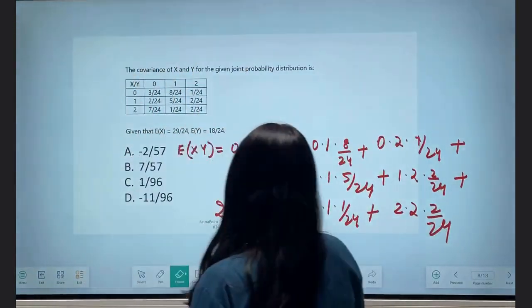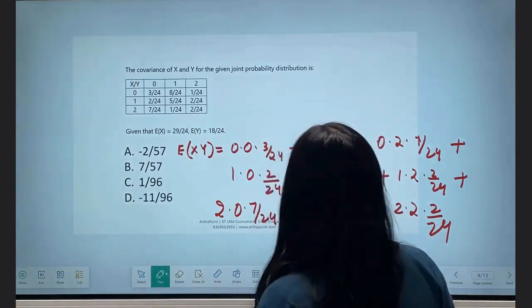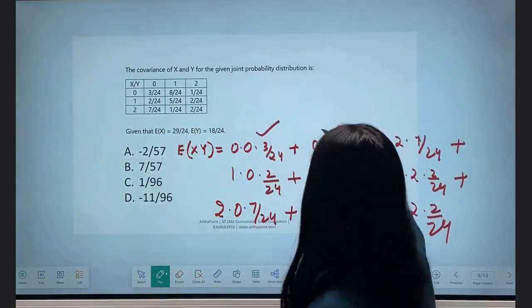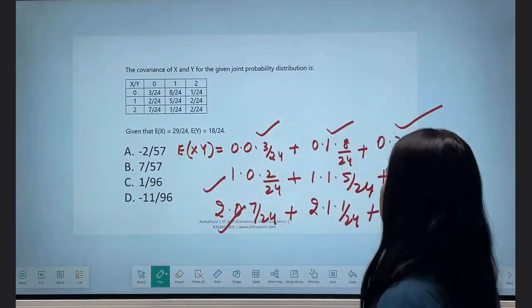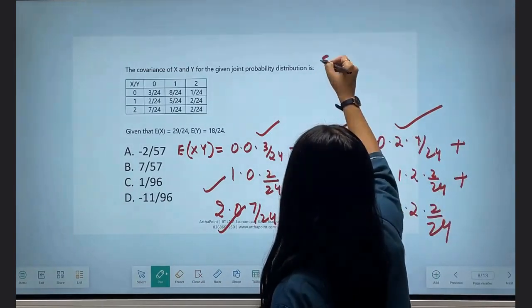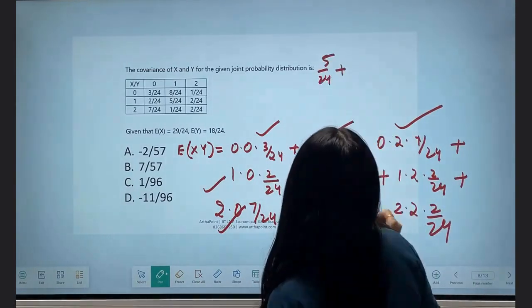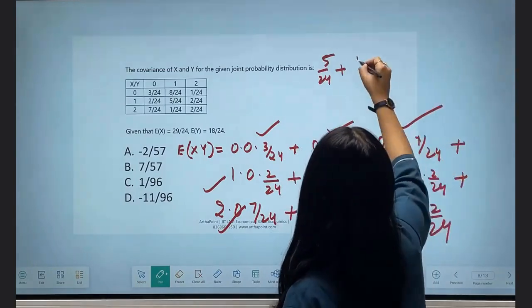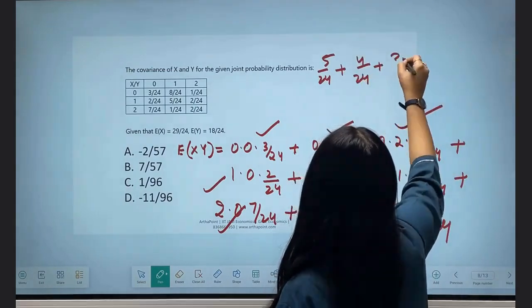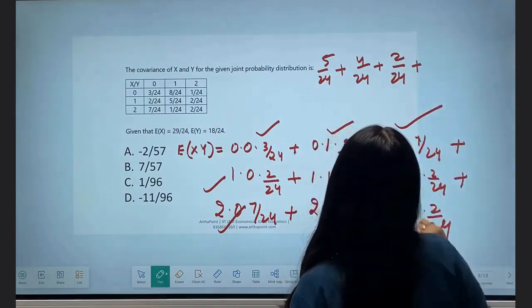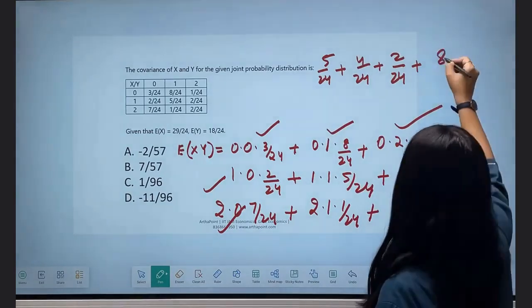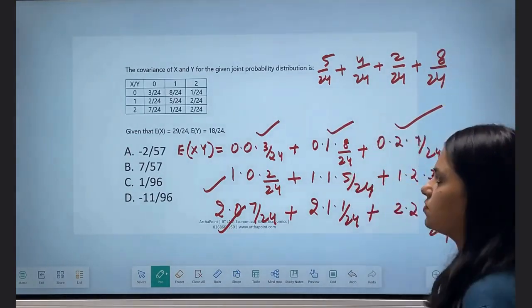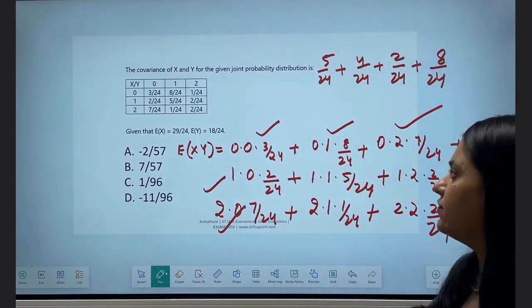What will be the answer to this? So I will get 0 plus 0 plus 0 plus 0 plus 0. ये सारे 0 हो गए. So I will have 5 by 24 plus 4 by 24 plus 2 by 24 plus 2 into 2, 4 into 2, 8 by 24. This is what I will get.